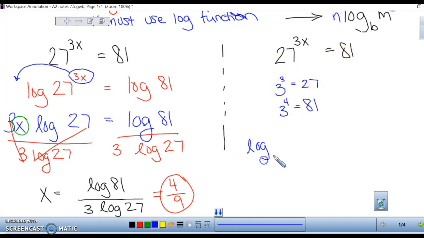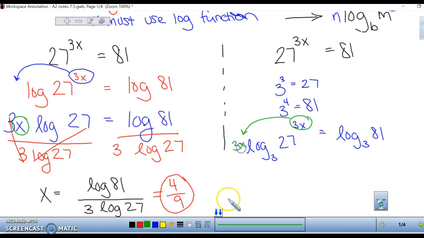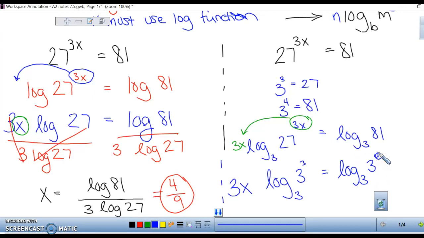So if we used log base 3 of 27 to the 3x equals same base on the other side. So what we do to one, we have to do to the other. That brings the 3x out of the exponent and down in front being multiplied. Now we can work our logarithmic magic. So we have log base 3 of 3 to the 3rd power, log base 3 of 3 to the 4th power.